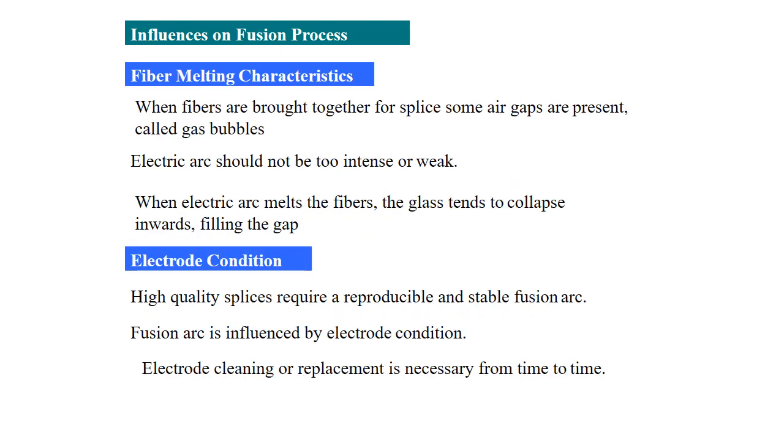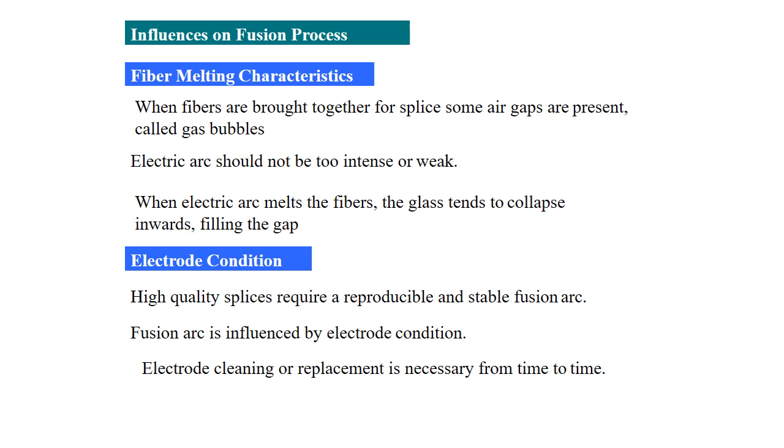The next one is fiber melting characteristics. When the fibers are brought together for a splice, some air gaps, called gas bubbles, are present. The electric arc should not be too intense or too weak. When the electric arc melts the fibers, the glass will tend to collapse inwards, filling the gap.